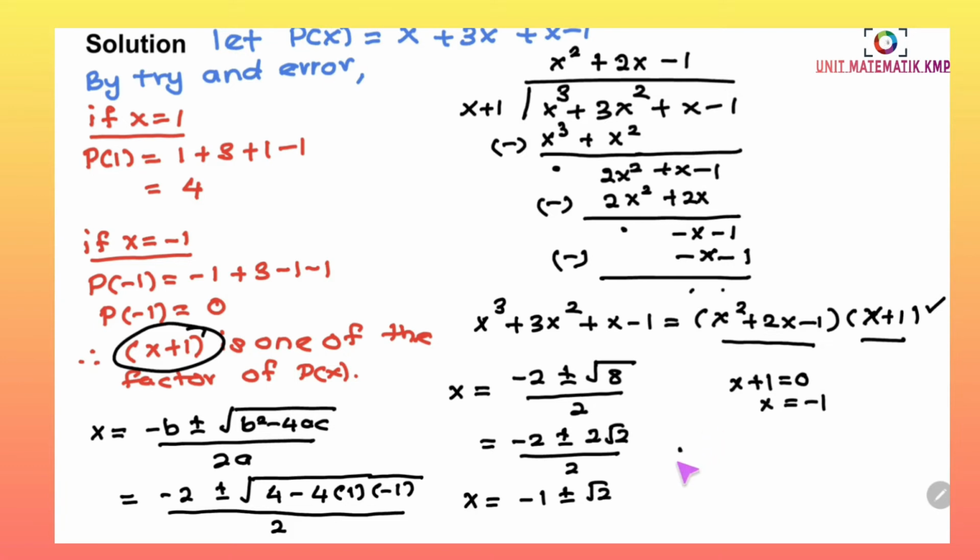Therefore, rewrite back what are the roots. So the roots are x is equal to negative 1, x is equal to negative 1 plus square root of 2, and x is equal to negative 1 minus square root of 2. Okay, this is our answer.